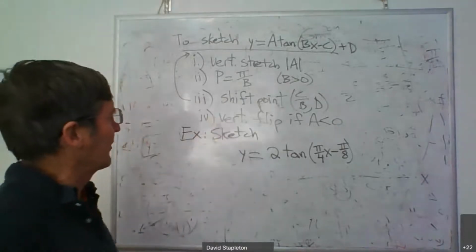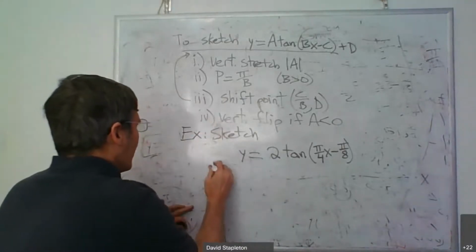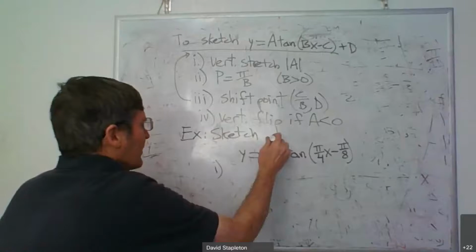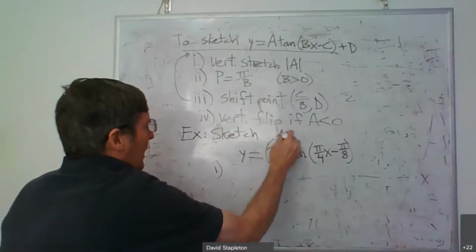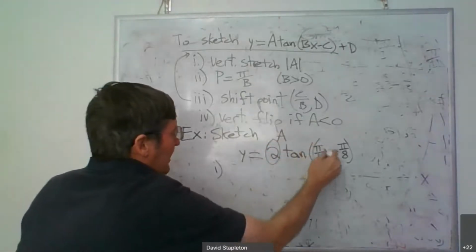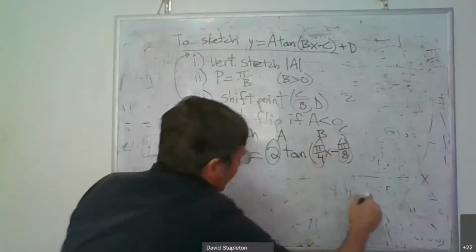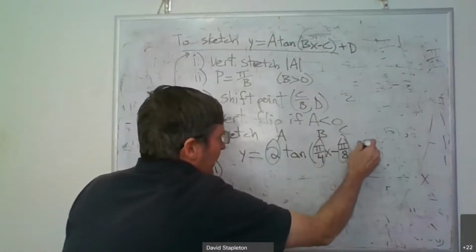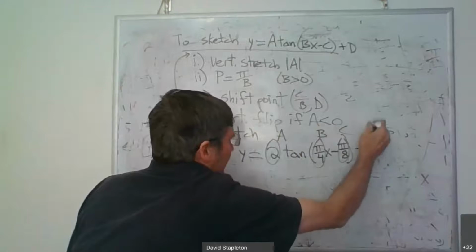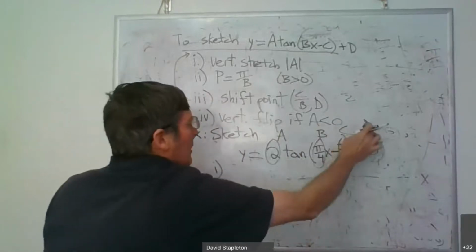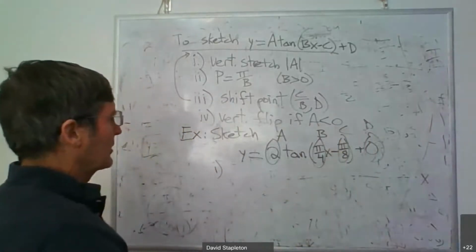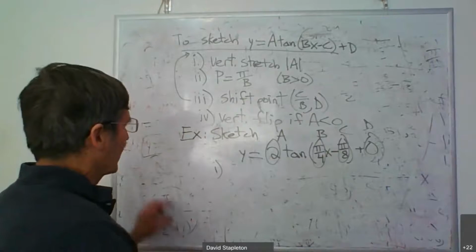I'm going to do the shift point first. And I'll say the letters, evidently, just by reading: A is the number that multiplies tangent, B is the number that multiplies x, C is the number that's subtracted from bx, and then D is whatever's added on the end. Well, there's nothing there, so I put a plus 0 and say D is 0. All right, so now I have all the letters. I can figure out all these properties, right?